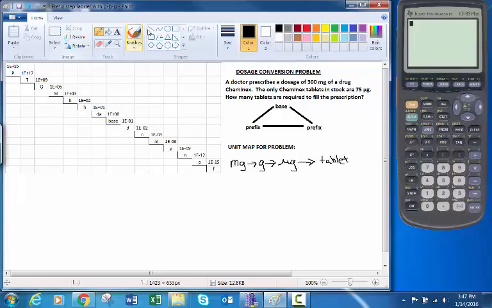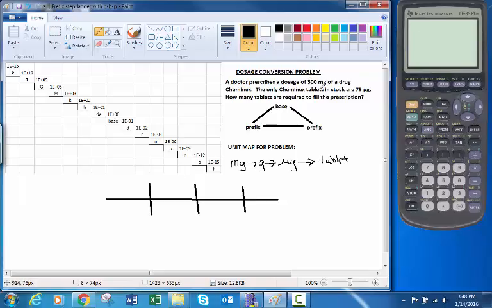Because we're completing a conversion, we will make a conversion table. In our conversion table, we will convert milligrams to grams, then grams to micrograms, and then micrograms to tablets. In our conversion table, we will start with the information that's given to us in our problem. And the information in our problem is that we have 300 milligrams.